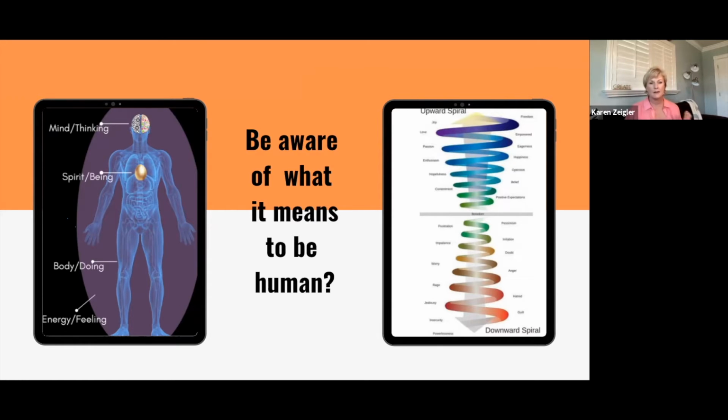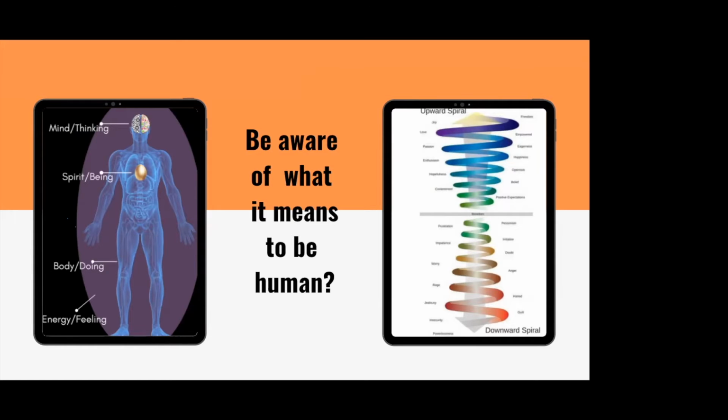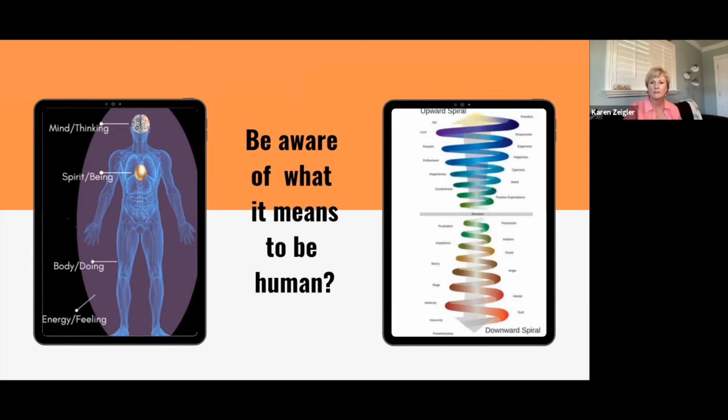As you can see in the picture on the left of the screen, there are four parts to being human. And I want to start with the center, the golden egg in the center. It's often labeled spirit or being.